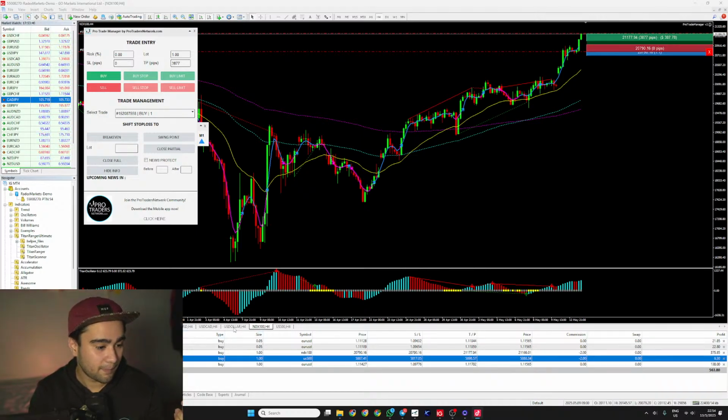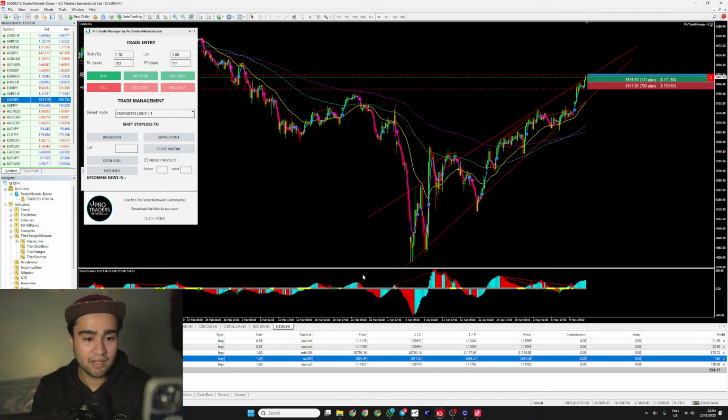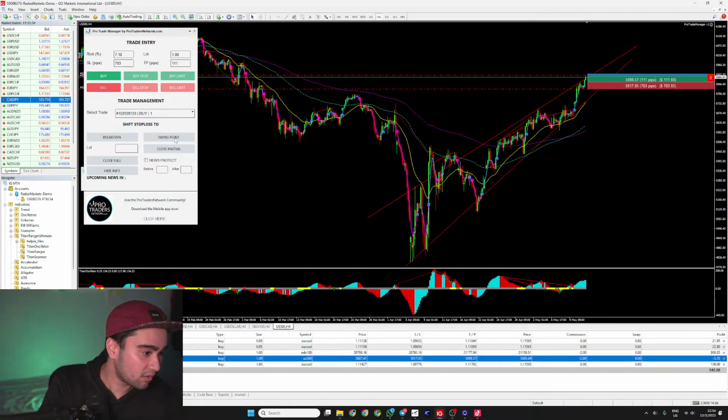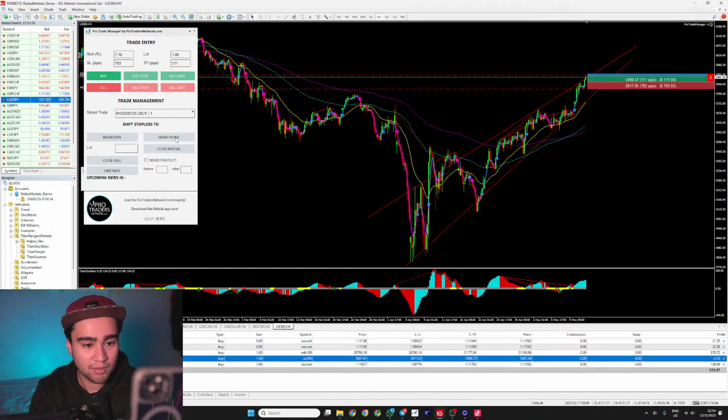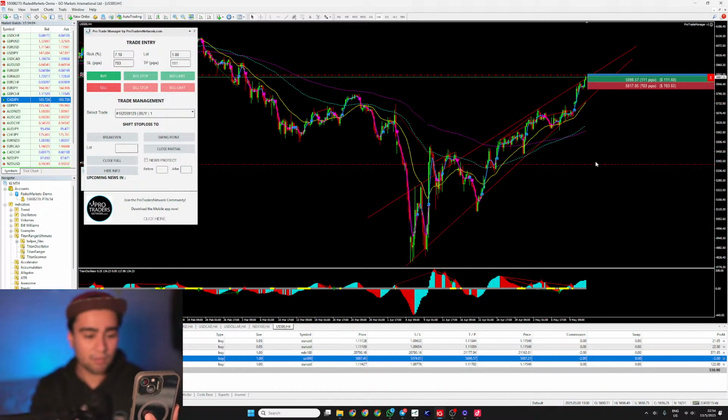I show you. So currently, I'm in this trade, and you can see that this is my stop loss. There's this button over here called swing point. When I click on this button, it will auto move the stop loss for me. So let's say I move it far away first. I drag it, so I put the stop loss over here.